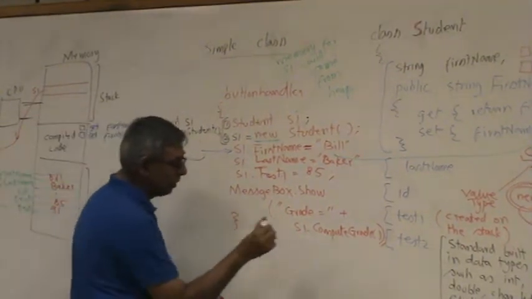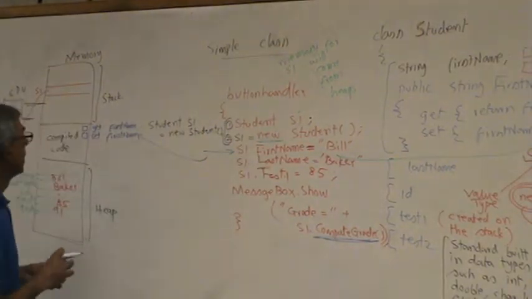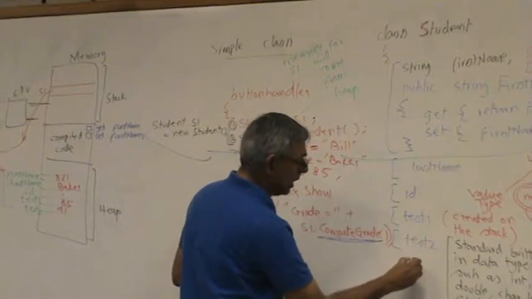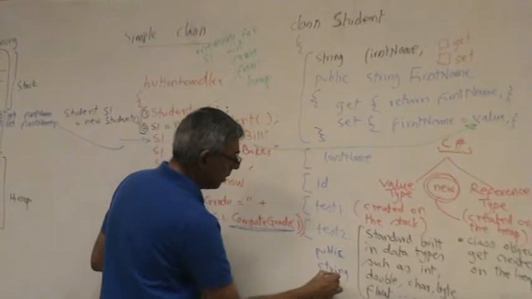S1 dot ComputeGrade. So what will the computer do? Once again, what is ComputeGrade? We had written this as a function, right? So public string ComputeGrade over here.